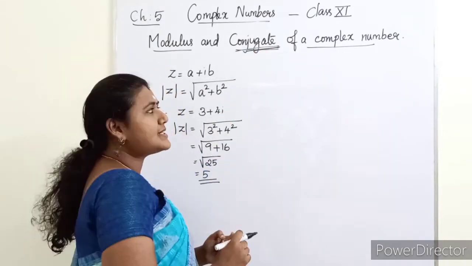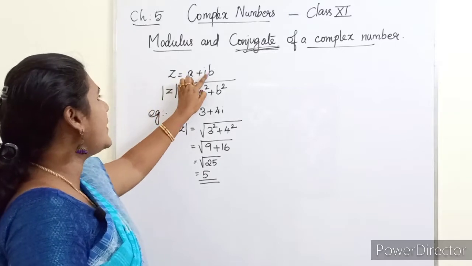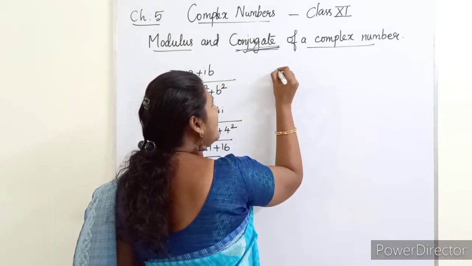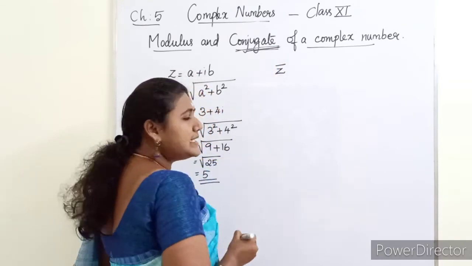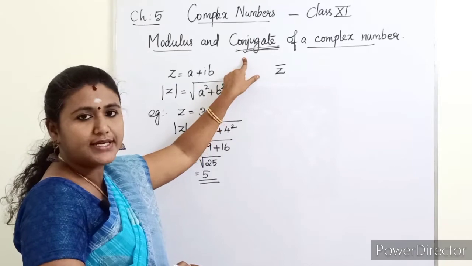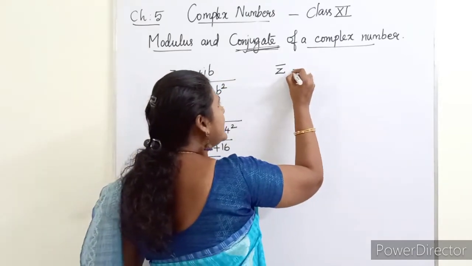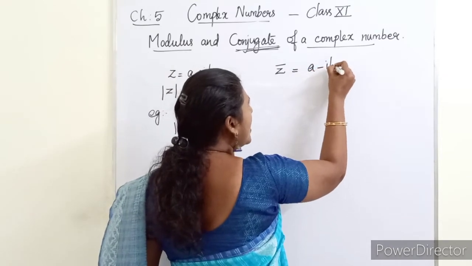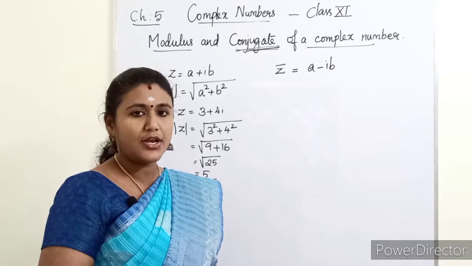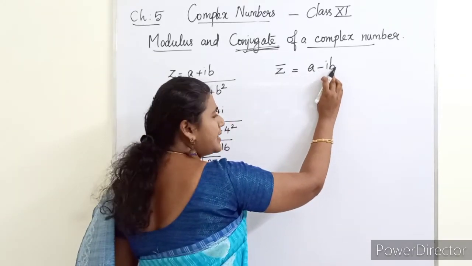Now we will see what the conjugate of a complex number is. If z is equal to a plus ib is a complex number, then the conjugate of z is denoted by z bar. This is the symbol used to denote the conjugate of a complex number. So z bar is equal to a minus ib. How can we find the conjugate? By changing the sign of the imaginary part. So z bar is equal to a minus ib.